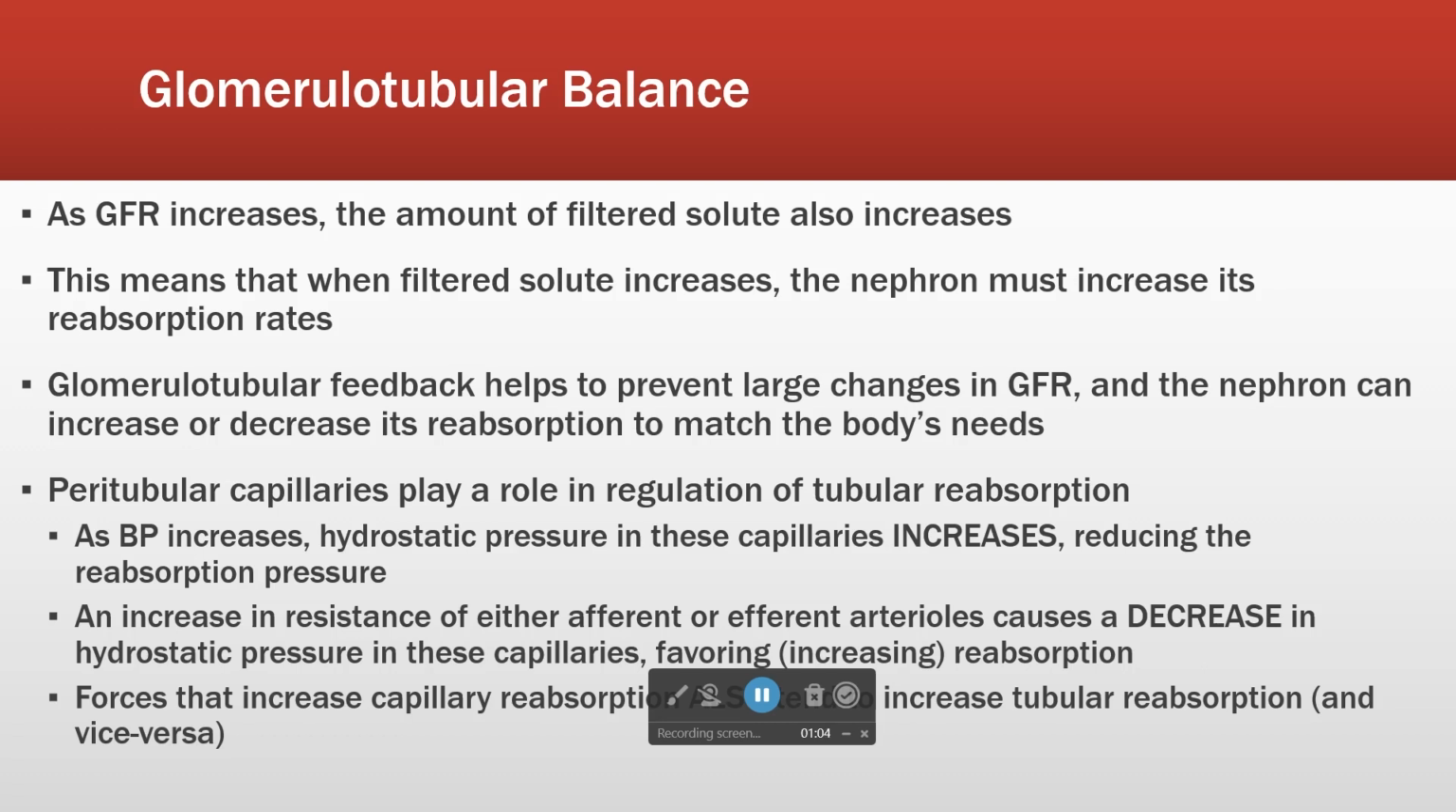Then we get the afferent and efferent arteriole business, right? So an increase in resistance of either afferent or efferent will reduce hydrostatic pressure in these capillaries. We turn the valve down, right? So less blood is entering them. That increases reabsorption.